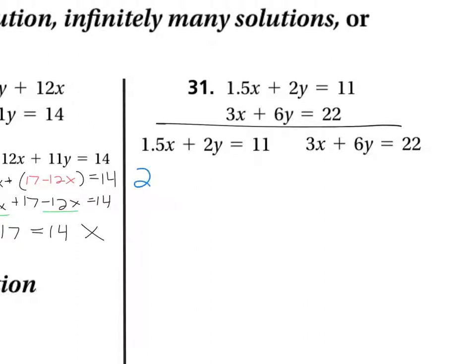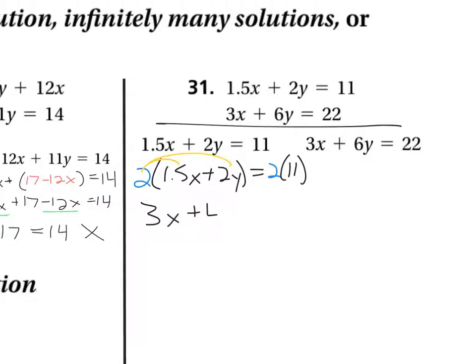Okay? And I'm going to say 2 times 1.5x plus 2y equals 2 times 11, what was there, okay? And now we need to distribute through that times that, that times that. What do we got? 2 times 1.5, hopefully you can see, is 3x. And 2 times 2y is 4y equals 22.